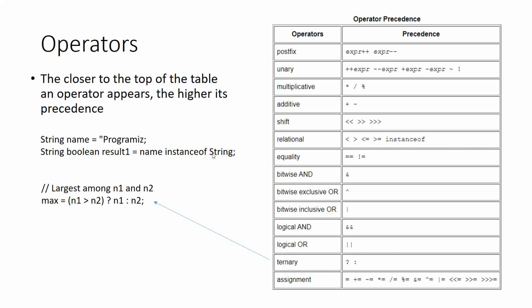So basically you can check whether or not any object is an instantiation of some particular class, using this instanceof operator.